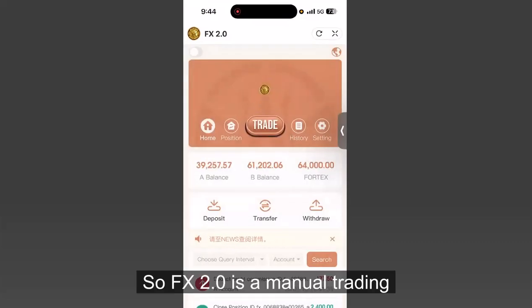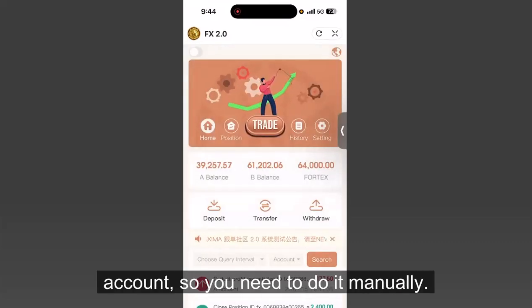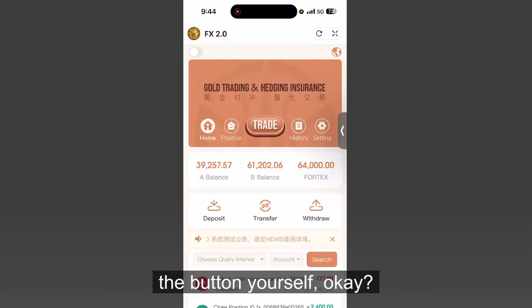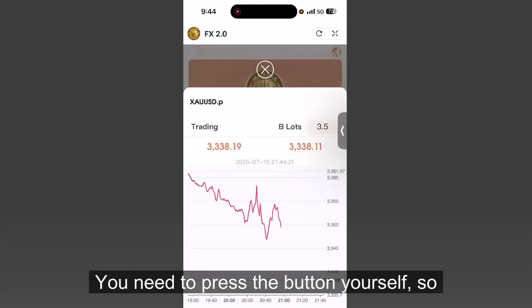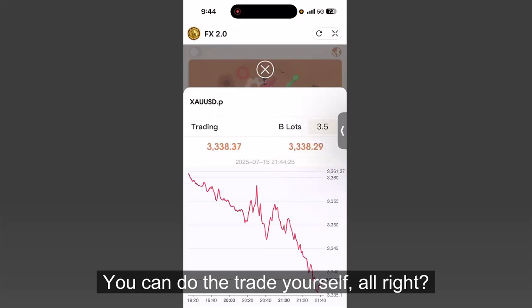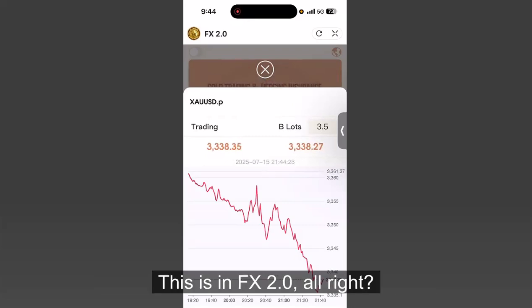So FX 2.0 is a manual trading account, so you need to do it manually. That means you need to go and press the button yourself. So no one can do the trade for you. You can do the trade yourself. All right, this is in FX 2.0.